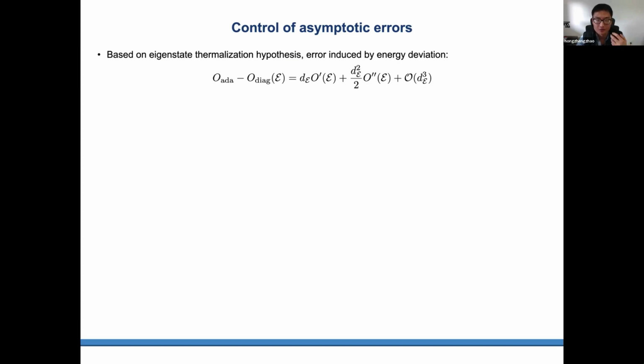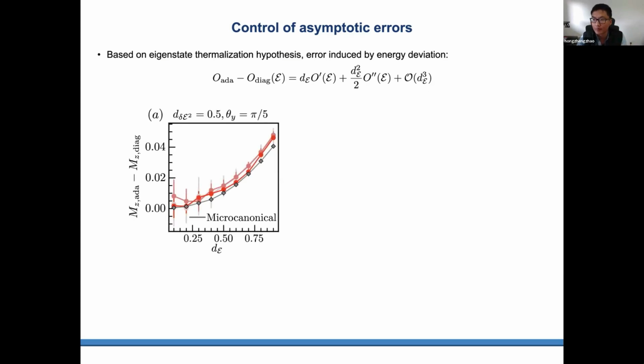And then you can just do a Taylor expansion. You can estimate these errors, and you can also compare the deviation between our results and the predicted value as a function of the tolerance in energy. And you can see that for sufficiently large system size, our long time error in local observables actually becomes zero if the energy tolerance is very small.